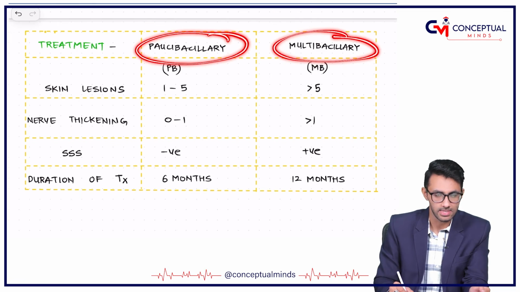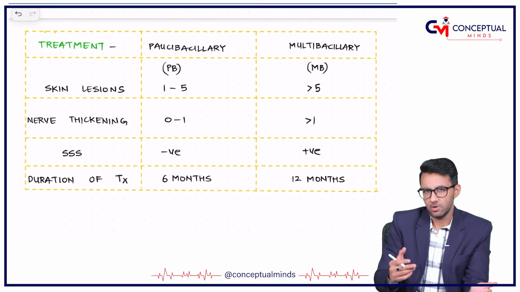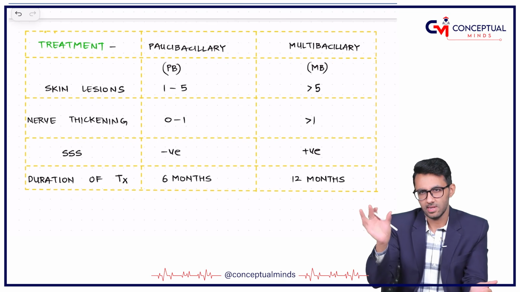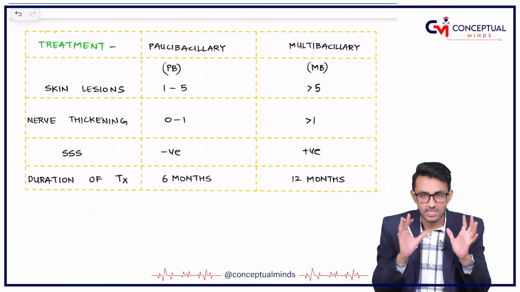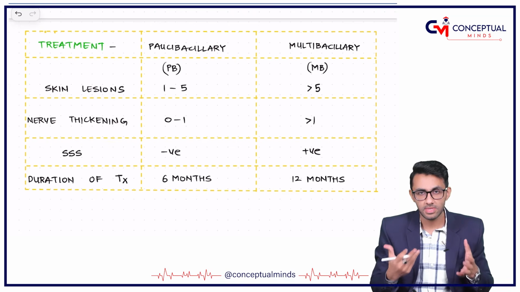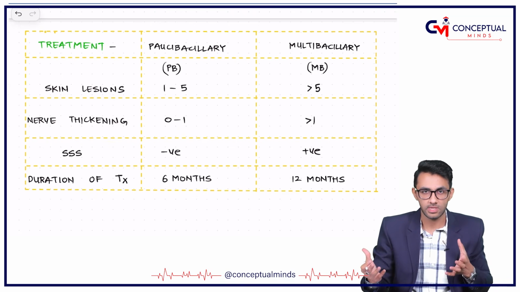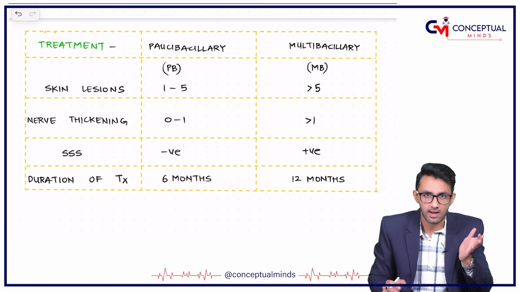But the thing over here is, even though I say it simply, paucibacillary, less bacilli, multibacillary, more bacilli, how would you define it? Tell me. The definition is very important. If a patient comes to you, my treatment is based on which type of leprosy I am seeing, what the findings are. So how will I define it?